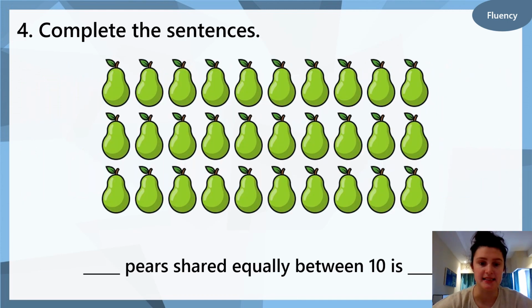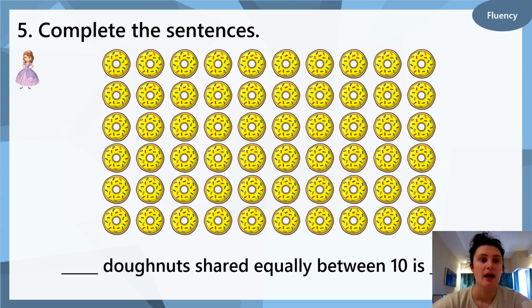Question 4. Complete the sentence. Pears shared equally between 10 is... So to get the first answer, we must count all of the pears. Then take the counters, however many pears there are, you'll take that number of counters and put them into 10 equal groups. How many are in each group? Question 5. Complete the sentences. Donuts shared equally between 10 is... So count the donuts, write it on the first line. Then take your counters, put them into 10 equal groups. And on the second line, write how many are in each group. Pause now while you finish the question.